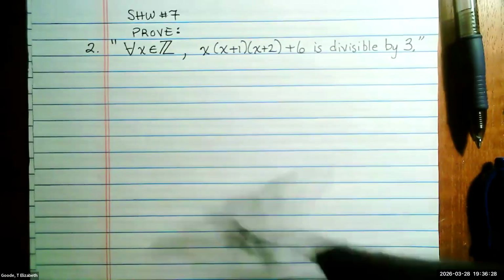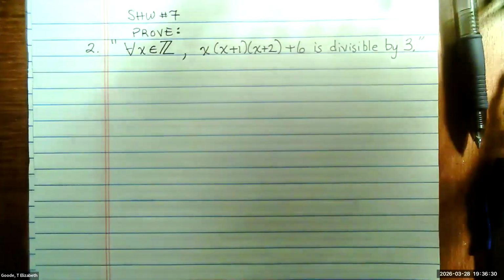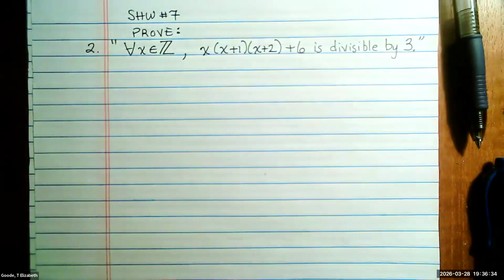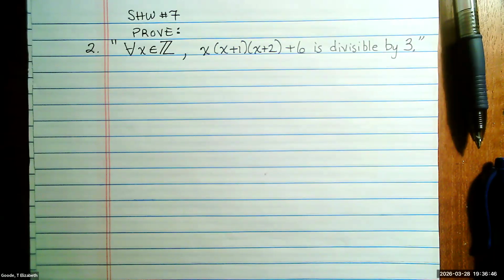So the point is, we do not know which integer x is. All we know is that it is some integer. Do you agree? Yes. We know we can divide it by 3, but we don't know which remainder we would get because we don't know what x is.